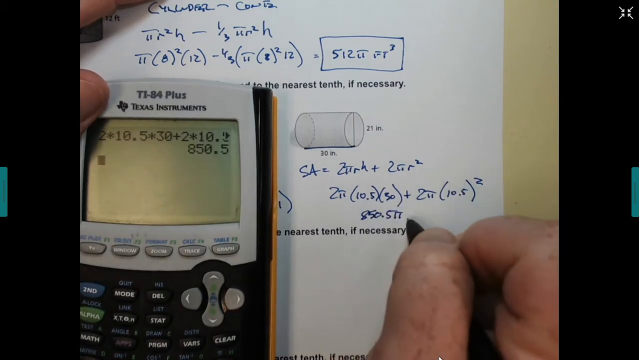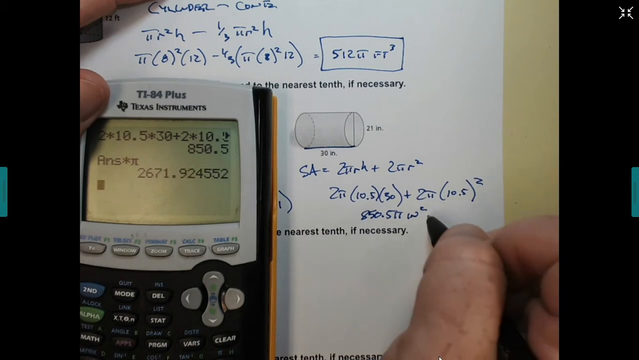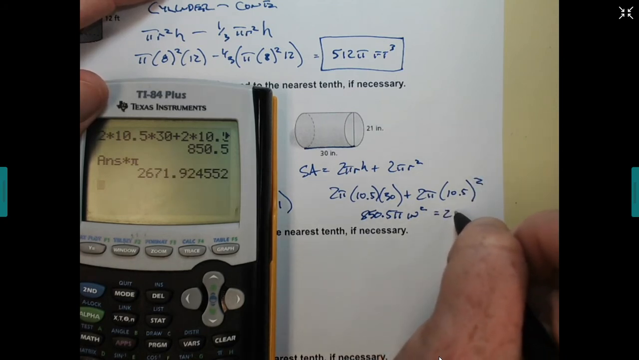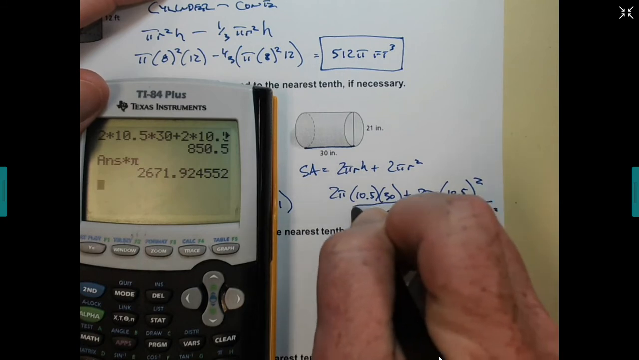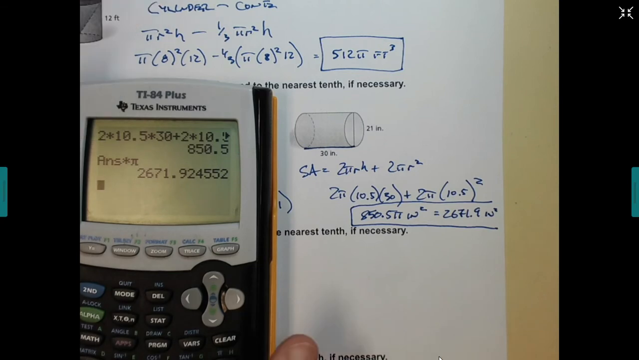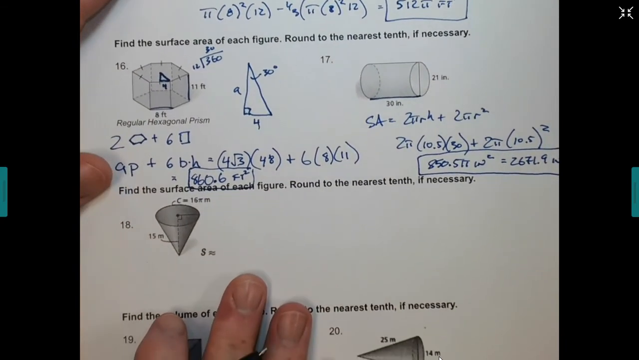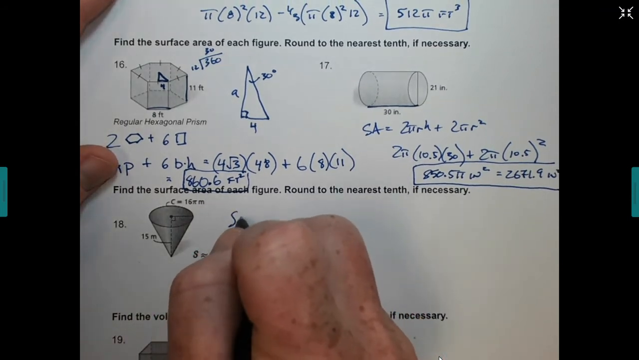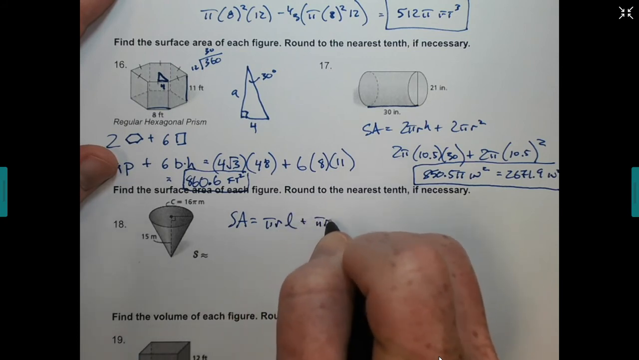850.5 pi inches squared, or if I put pi in there, which equals 1,671.9 inches squared. One of those two answers would be just fine. Okay, surface area of a cone. That is pi RL plus pi R squared.